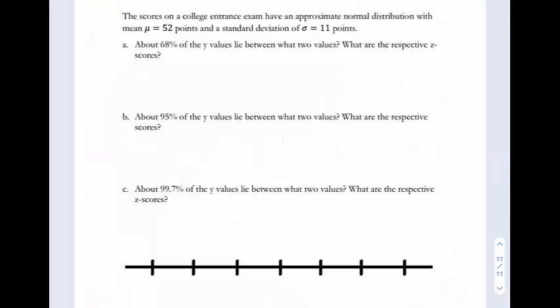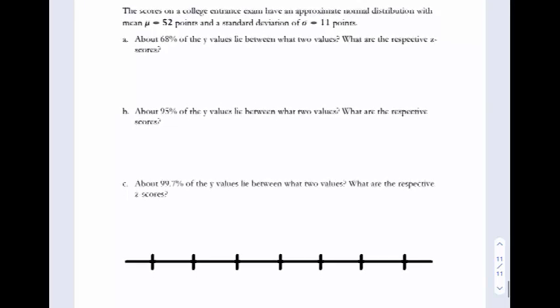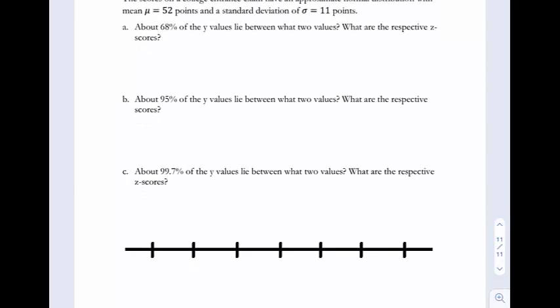So here, filling out that for the following, putting the mean there in the center. Here we know that the mean is 52 points. That goes in the middle. What we're going to end up doing is adding 11 to that to go to the right, and then subtract 11.